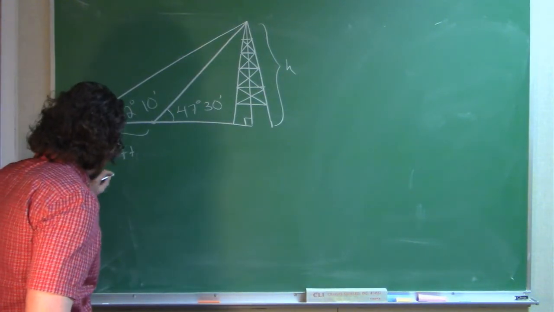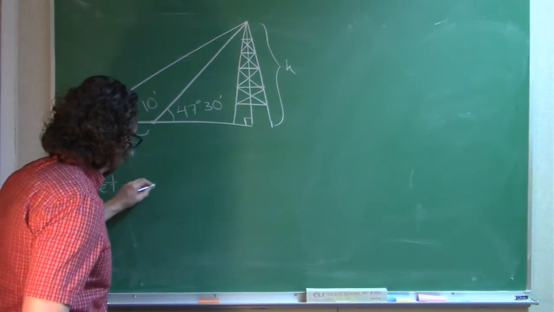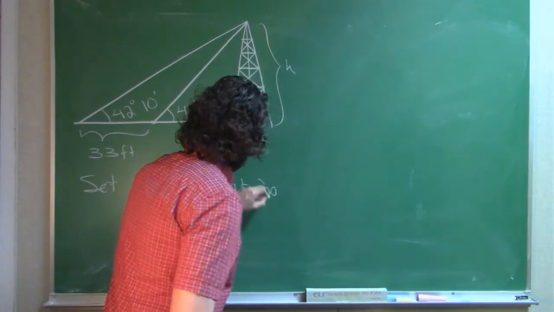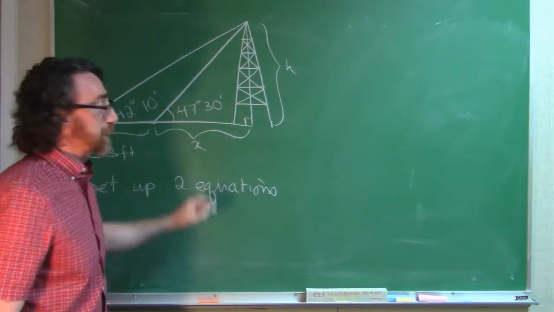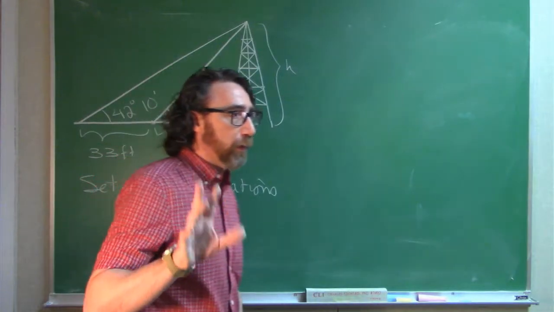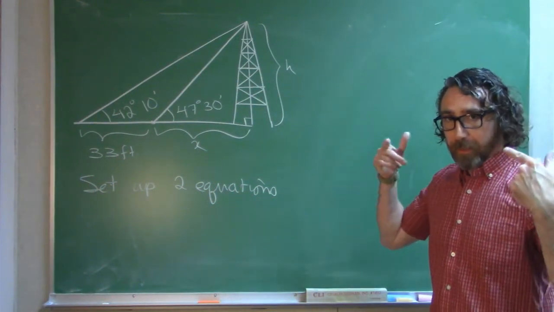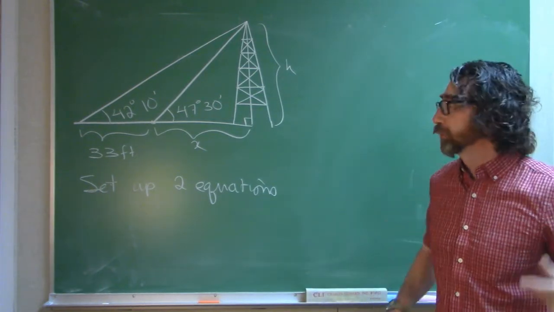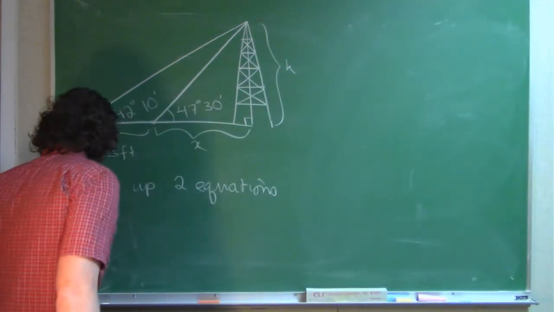We're going to set up two equations. Remember, I don't know what this distance is. So I'm going to set up two equations that involve h. I'm going to solve both of those equations for h, and then I'm going to set the expressions equal to each other. So here's equation 1.